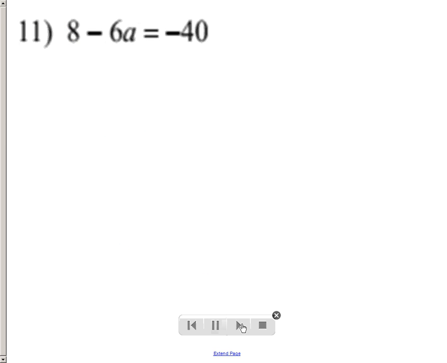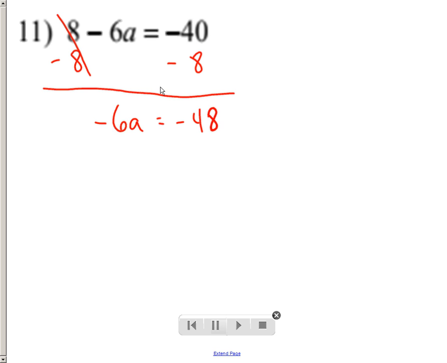Very similar on number 11. We've got to subtract the 8, both sides. Negative 6a drops down. Don't forget that minus sign. That might have been part of the issue.